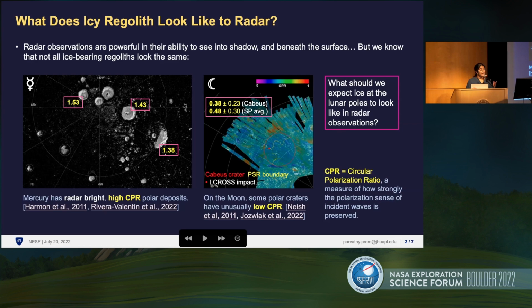But we've known for several decades that not all ice-containing regoliths look the same to radar. Mercury, the other body in the inner solar system with icy poles, has very clearly defined, very radar bright polar deposits. You can see them pop in the Arecibo image here. And from the superimposed values, you can see that those radar bright polar deposits are also characterized by very high values of CPR.